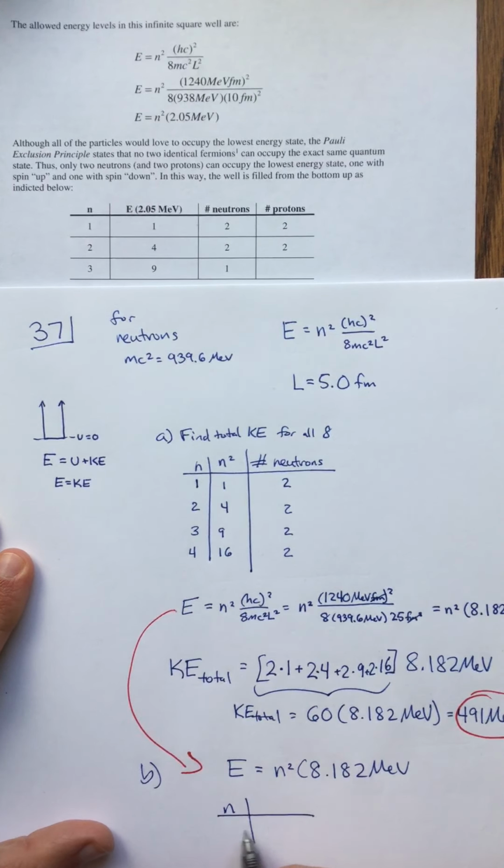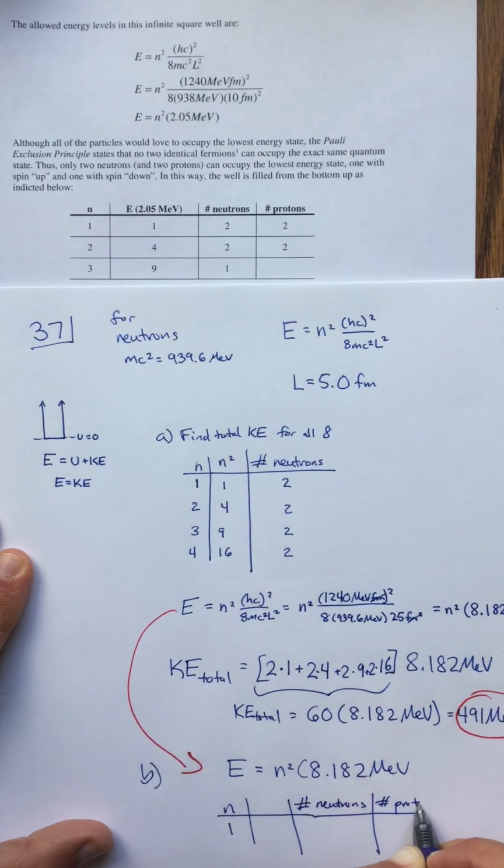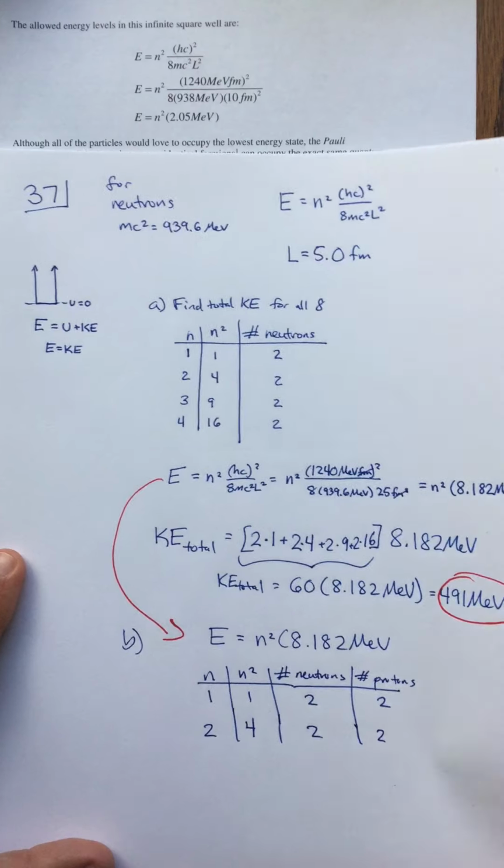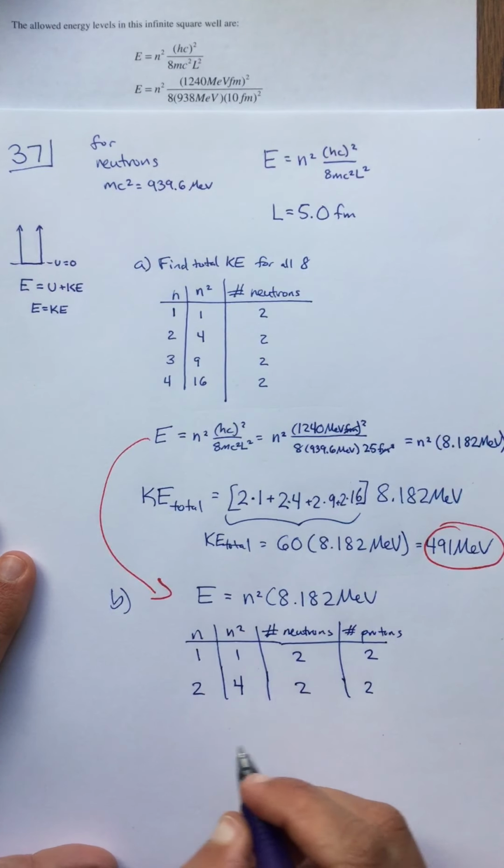So when n is equal to 1, I have 2 protons and 2 neutrons, and n squared is equal to 1. When n is equal to 2, n squared is equal to 4. I have 2 neutrons and 2 protons in that state. And that's 4 neutrons and 4 protons, so that is everything.